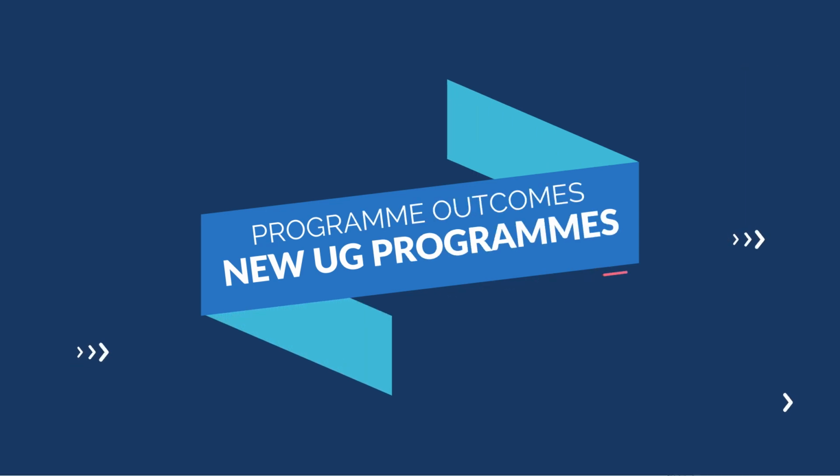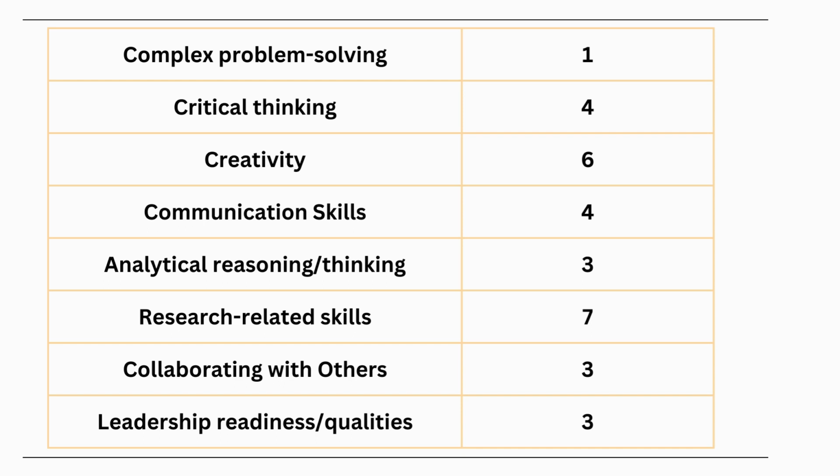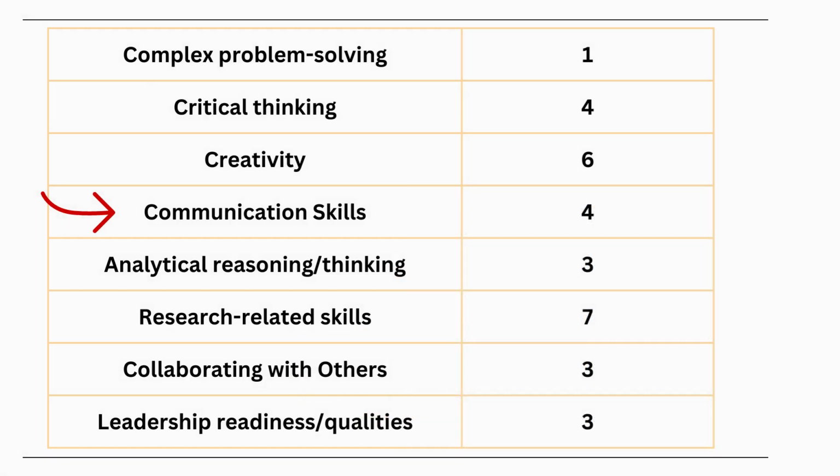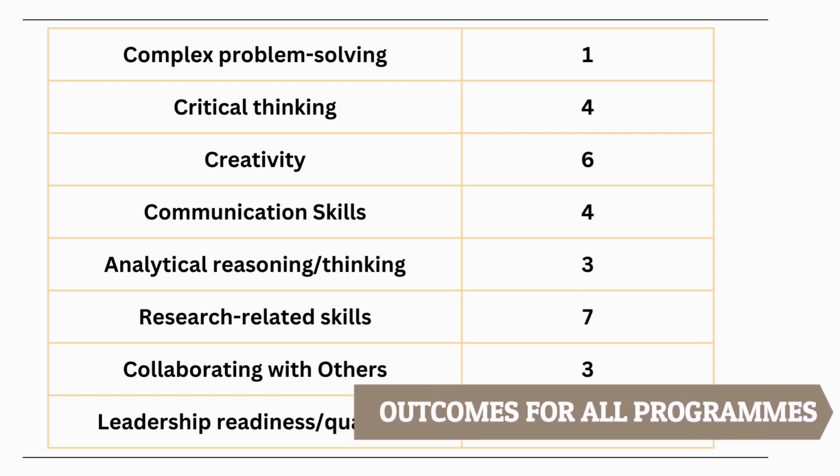These are the graduate attributes. Complex problem solving has 1 item, critical thinking has 4 subsections, creativity has 6, communication skills has 4 subsections, analytical reasoning and thinking has 3, research related skills has 7 subsections, collaborating with others has 3, and leadership readiness or qualities has 3 subsections. These are the graduate attributes suggested by the UGC curriculum framework.